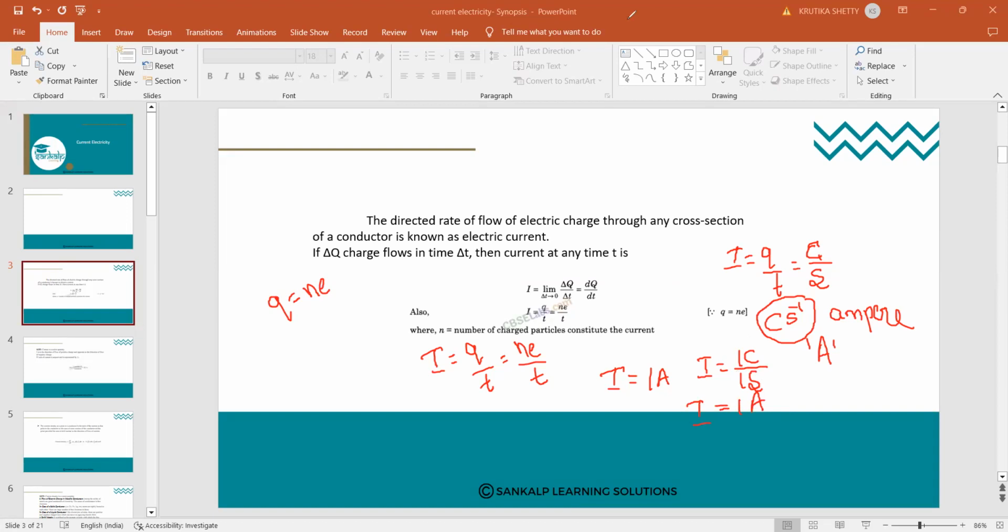So this is the first definition. What is electric current? What is the formula for electric current? And what is the unit? Now, how can you measure this electric current in the given circuit? The electric current can be measured with a device called an ammeter. They measure it with a device called an ammeter.